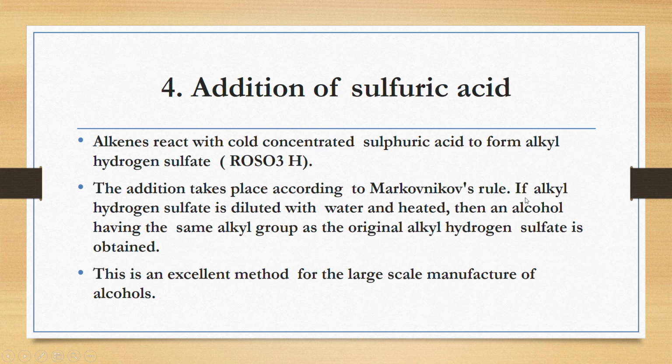Now here is addition of sulfuric acid. Alkenes react with cold concentrated sulfuric acid to form alkyl hydrogen sulfate, R-OSO3H, where R is the alkyl group. The addition takes place according to Markovnikov's rule again. If alkyl hydrogen sulfate is diluted with water and heated, then alcohol having same alkyl group as the original alkyl hydrogen sulfate is obtained. So this is an excellent method for large scale manufacture of alcohols. Let's see how it is carried out.